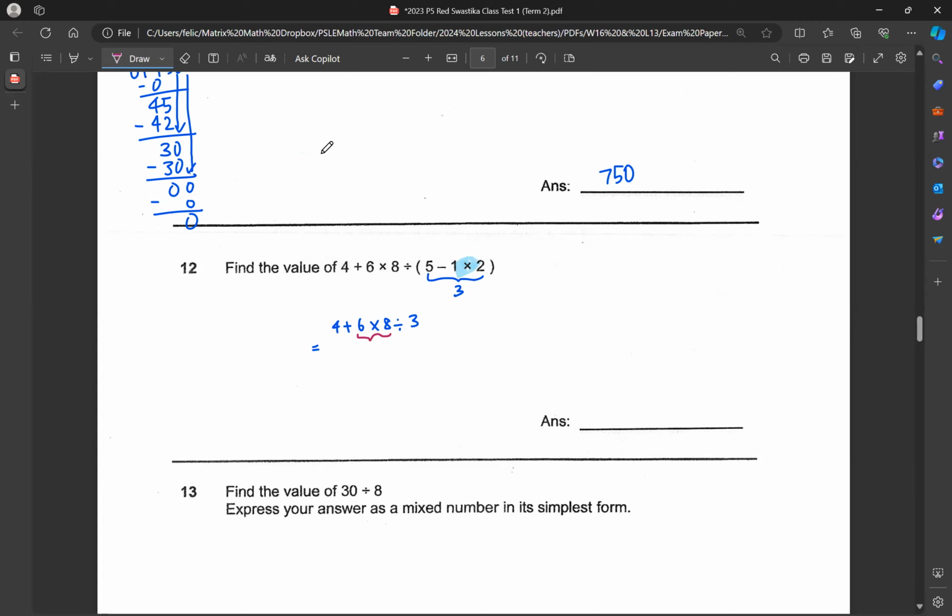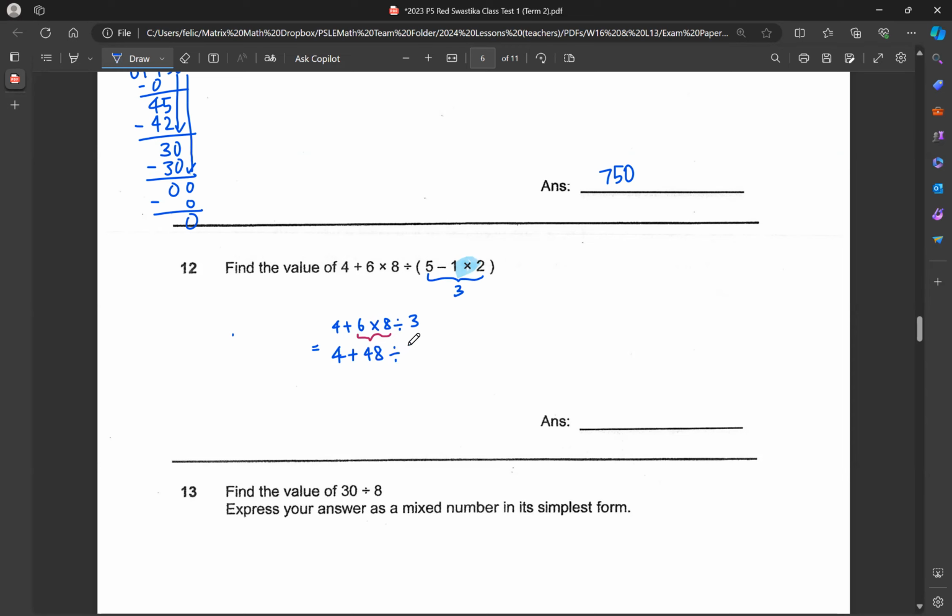So times and divide have the same rank. Depending which one comes first, if times come first, you solve times first. If divide comes first, then you solve divide first. So in this case, times come first. Okay, so I am going to calculate that out. Okay, so 4 is just 4. Then 6 times 8 is 48.